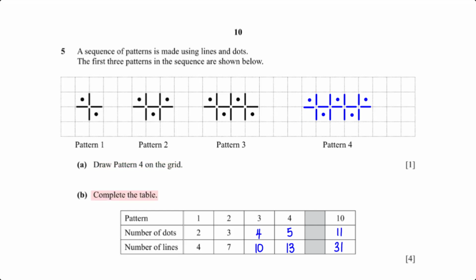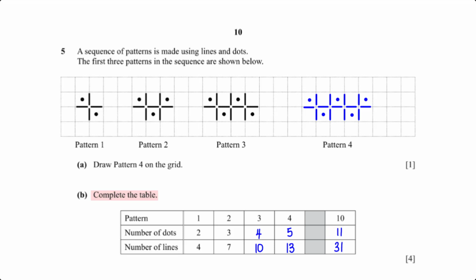Complete the table. For the number of dots, we see an increase by 1 in the number of dots for each pattern. And so for pattern 3, we add 1 to 3 to get 4. Then for pattern 4, we add 1 to 4 to get 5. For pattern 10, we add 1 to 10 to get 11.